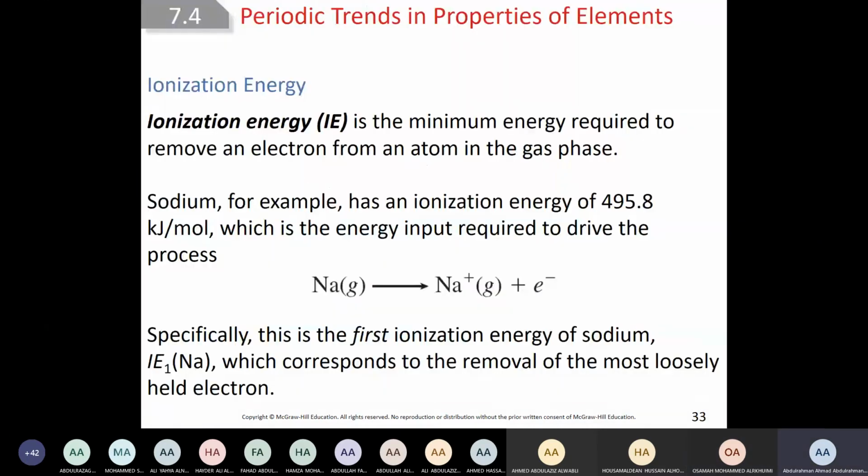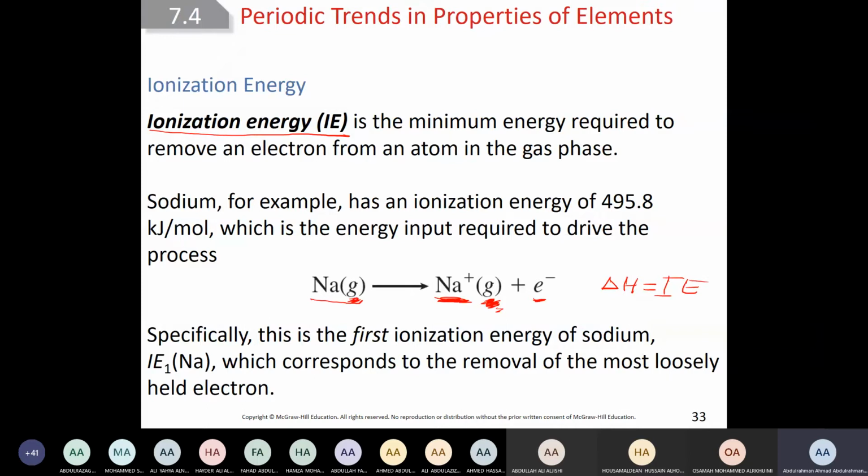Now, let's talk about another subject. Look at this reaction. Sodium gas gives us sodium ion gas plus an electron. This is a chemical reaction. It has heat, delta H. This heat is called ionization energy. So we're going to call this delta H ionization energy.